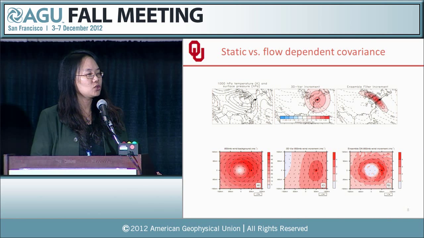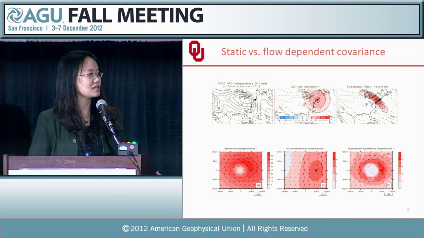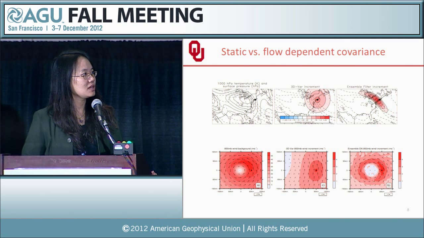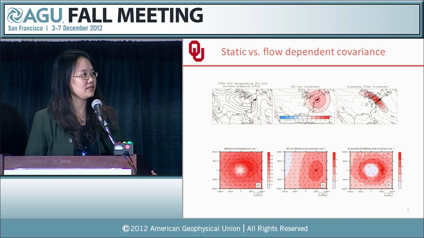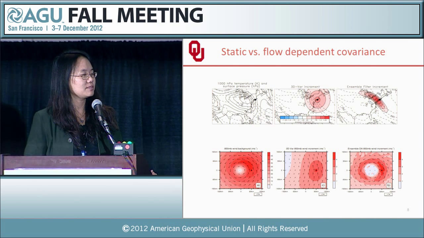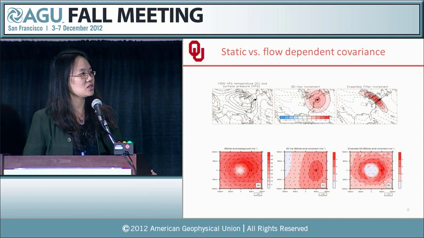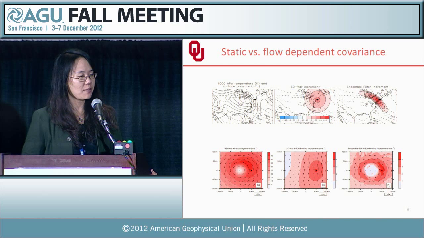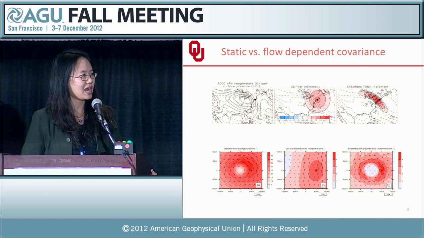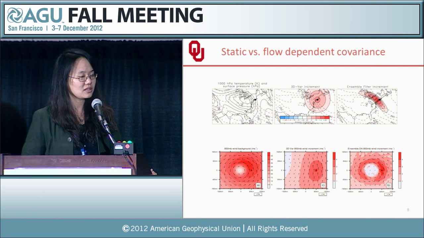Here, I just give you two idealized examples to illustrate the difference between static and flow-dependent covariances. The first case is a warm front, and the second case is a tropical cyclone. In both cases, we simulate one single observation. In the middle column, you can see that for 3D-Var using static covariance, the correction made is basically centered around the observation locally. For the ensemble-based method, in the first case, the increment is actually parallel to the isotherms of the warm front. And for the tropical cyclone case, the increment is actually surrounding the TC center, suggesting a stronger TC vortex. So it's highly flow-dependent.